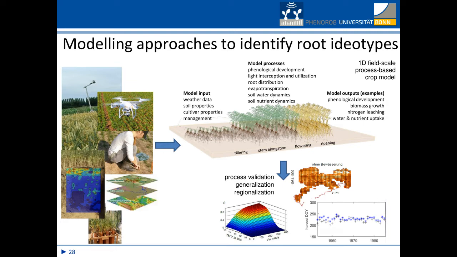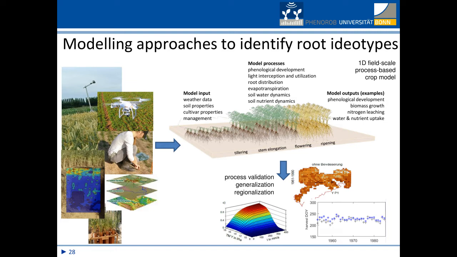Additionally, models can help us to identify root ideotypes. In general, data from field experiments or other data, for instance from greenhouse experiments or from literature, are used to calibrate and validate process-based crop models. These models simulate various processes including phenological development, light interception, root growth, soil water and nutrient dynamics. The models can then be applied, for instance, for improved process understanding, to quantify ecosystem services, or, of course, to predict yield under different management scenarios or, for instance, future climates.